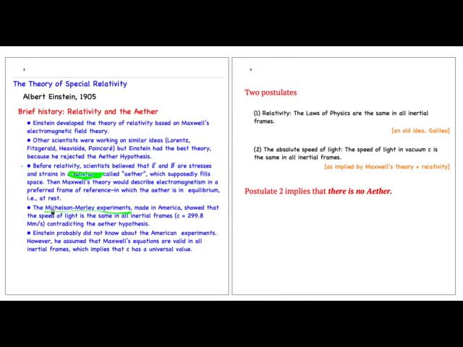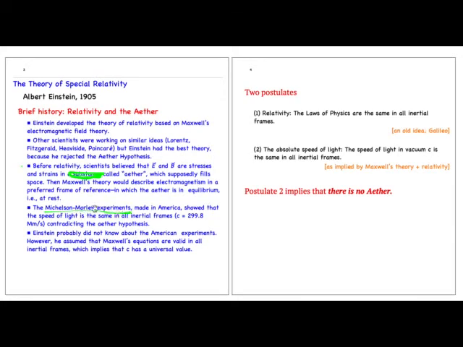But the result of their experiments was that the speed of light is the same in all inertial frames. That's that 299.8 million meters per second. And that completely contradicted the ether hypothesis, because the speed of light under the ether hypothesis would be different for frames of reference moving with different speeds through the ether. Well, the Michelson-Morley experiments showed that the speed of light is the same in all inertial frames, at least all inertial frames connected to the Earth, in all directions of motion.